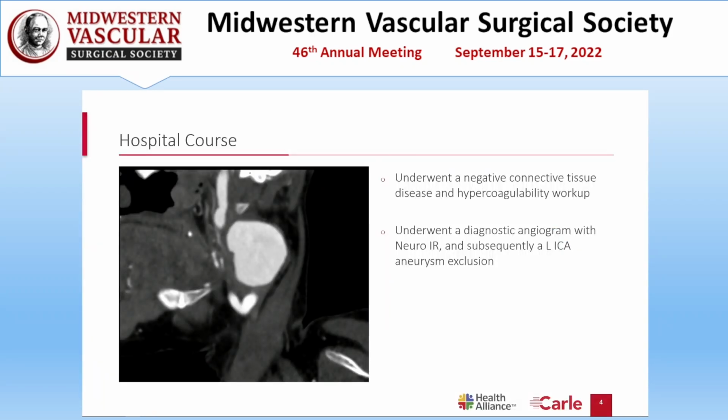So, the patient was admitted. She was started on aspirin and hypertension control. Her medical history was significant for multiple miscarriages, so she underwent a hypercoagulability workup, which was negative, and a connective tissue disease workup, which was negative. After discussion, based on how high up the left aneurysm was, we decided to go with an endovascular approach and got our neuro-IR colleagues involved too.